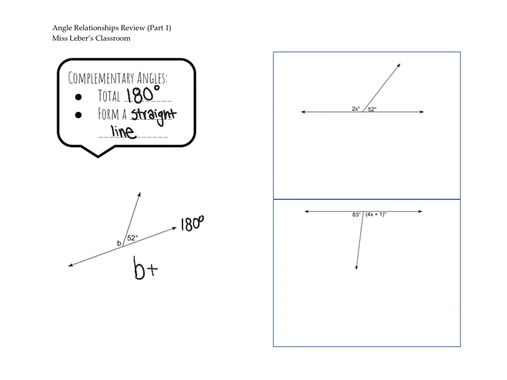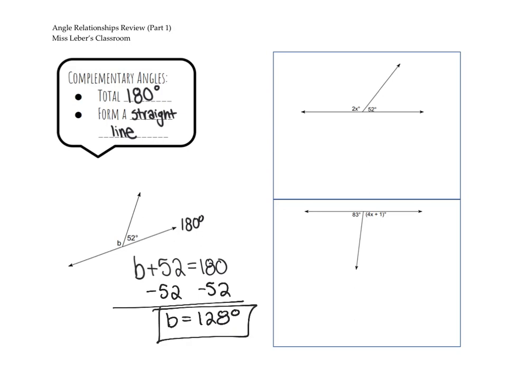So B plus 52 is 180. Whether you use mental math or your calculator, you take 52 away from both sides, and you're left with 128 degrees. If you double check, 128 plus 52 does indeed give you 180. So let's try this example up in the upper right-hand corner.